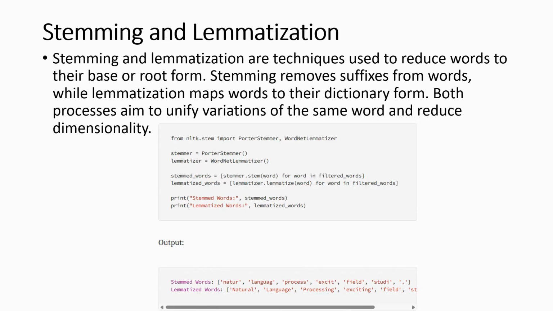It reduces the words to the root form, like if you have the example running, it takes only run, right? It removes the ending, like in natural, it keeps the first half of the word. Language, it removes the age. Processing, it removes the ing. Exciting, it removes the ing. Studying, it removes the ing. It removes it from the words of the tokenized sentence, right?